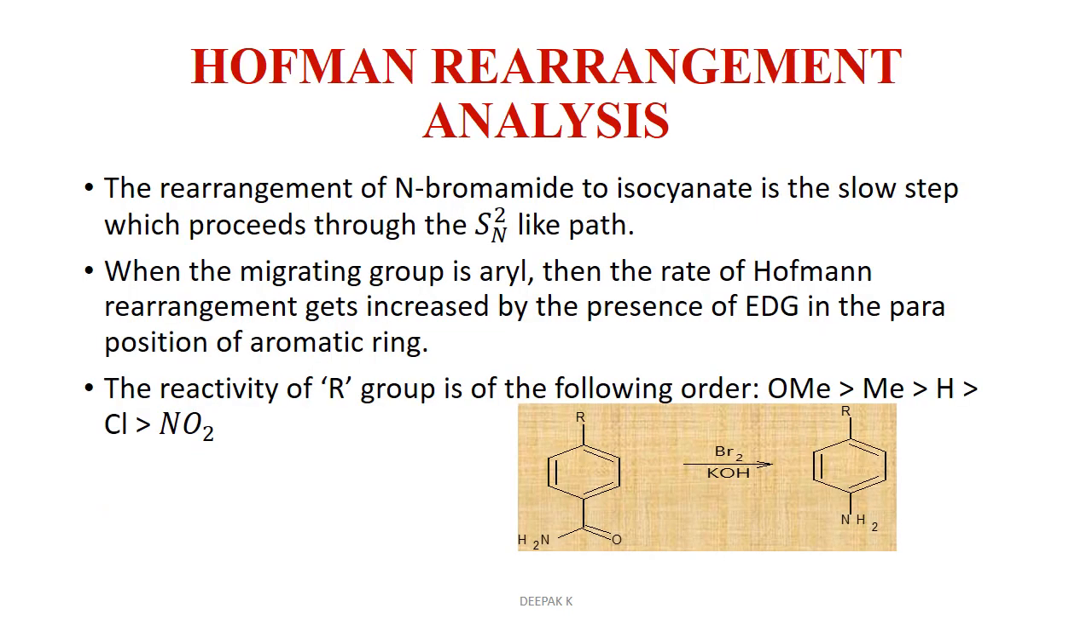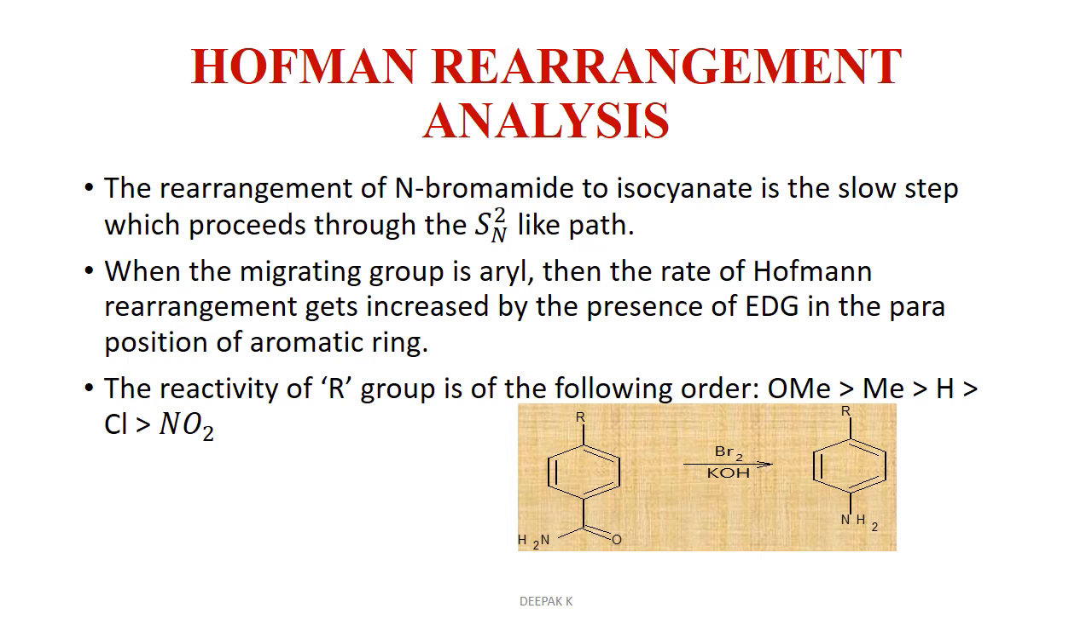Now look at the analysis of how this reaction is conducted. The rearrangement of N-bromamide to isocyanate is the slowest step, which proceeds through an SN2-like path, right? And then one of the R groups is getting migrated. If that migrating group is aryl, then the rate of the Hofmann rearrangement is increased by the presence of an electron donating group in the para position of the aromatic ring.